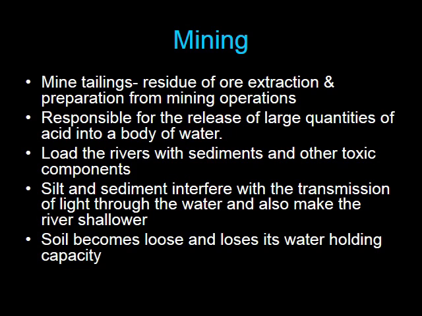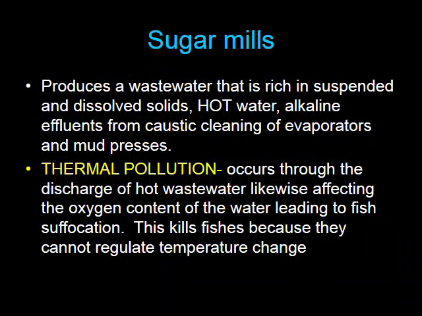The residue of mining is known as mine tailing. It comes from ore extraction, from the preparations from mining operations. So mining is really a big problem because to extract mines, at sometimes they use large amount of acid. So it's responsible for the release of large quantities of acid in the body of water. It loads the river with sediments and other toxic components. Silt and sediment interfere with the transmission of light through the water and also make the river shallower. The soil becomes loose and it loses its water holding capacity. Then sugar mills. Okay, these are industries that produces our table sugar.